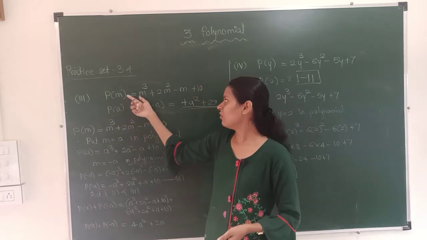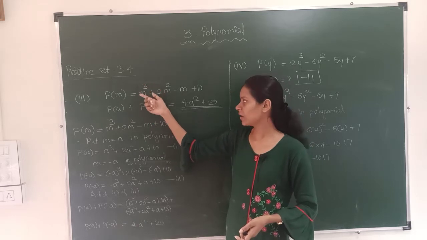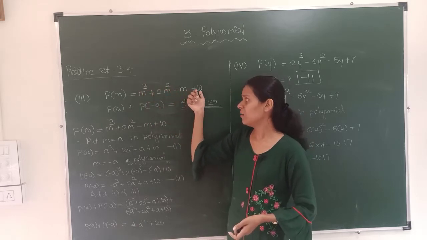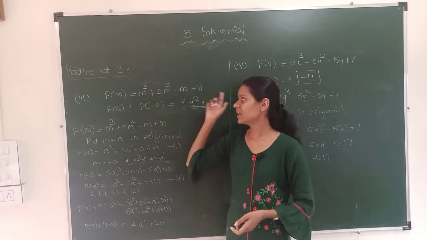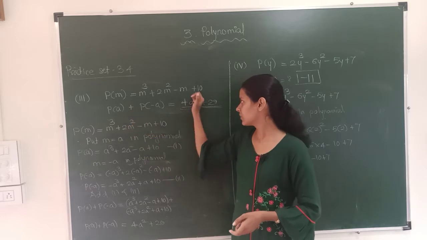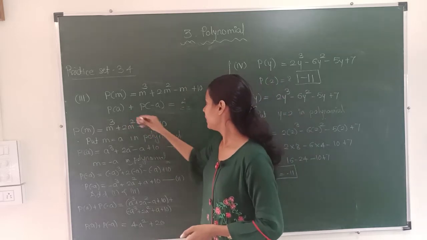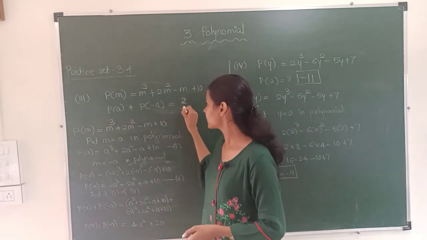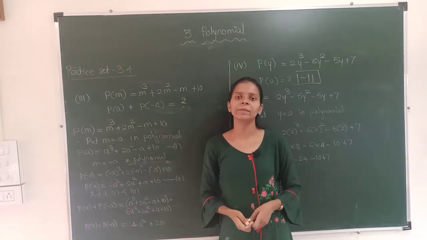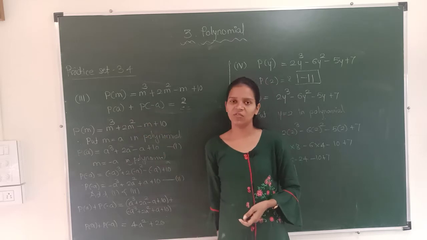If P of m is equal to m raised to 3 or m power 3 plus 2m power 2 minus m plus 10, okay? This is the given polynomial. Now what did they ask next? Next they asked P of A plus P of minus A. P of A plus P of minus A is equal to what? Okay? We have to find P of A plus P of minus A.